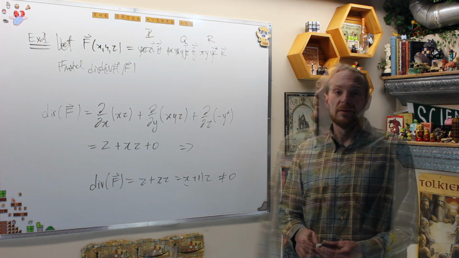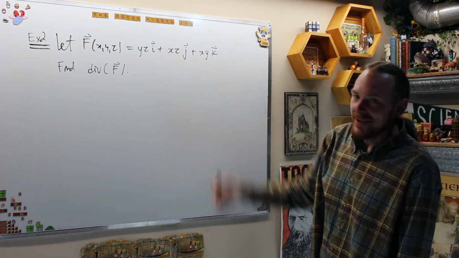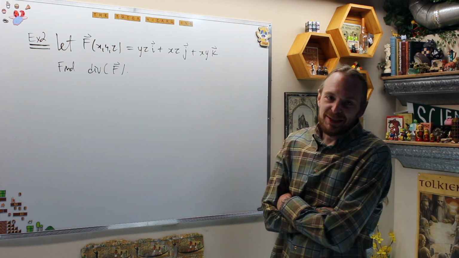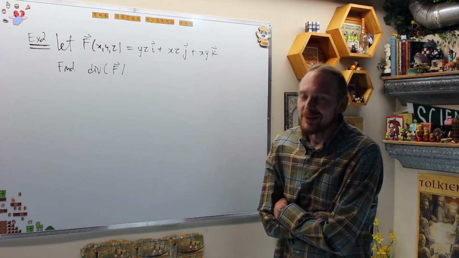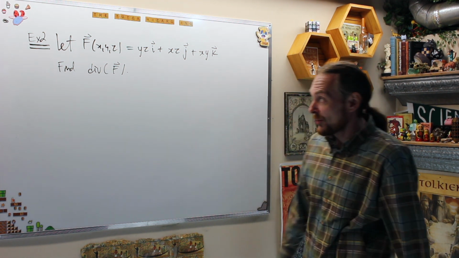Let's do one more divergence. Let F now be this vector field. Can you find conditions on a vector field such that its divergence will always be 0? Yes, I can. Can you? Once you're a wizard, you can.